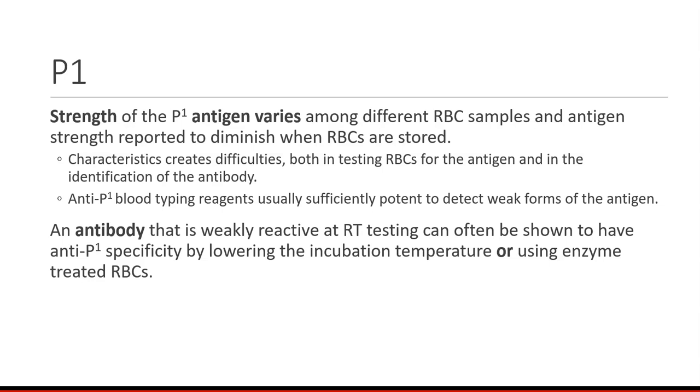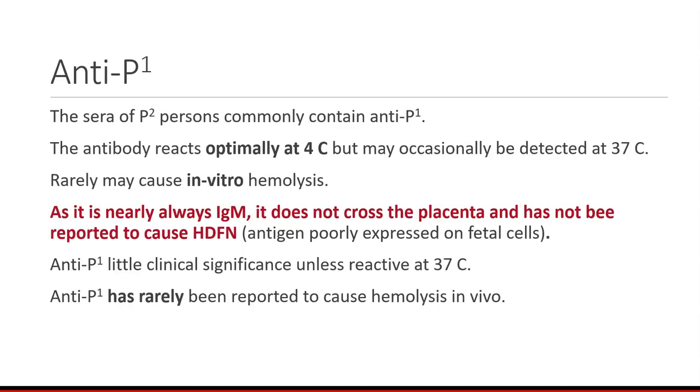An antibody that is weakly reactive at room temperature testing can often be shown to have anti-P1 specificity by lowering the incubation temperature or using enzyme-treated red cells. So you're doing the panel, you have varying strengths of reactions with all P1 positive cells. That's one of your clues that you're dealing with an anti-P1. The sera of P2 persons commonly contain anti-P1. The antibody reacts optimally at 4 degrees centigrade.